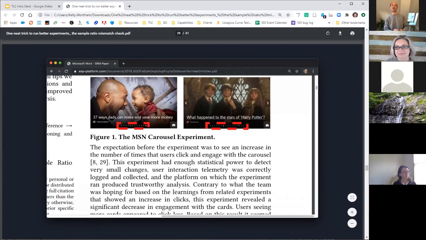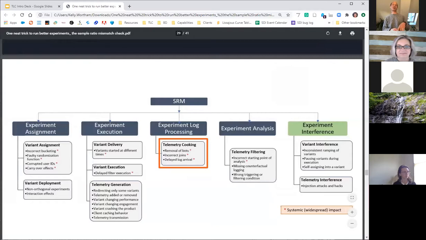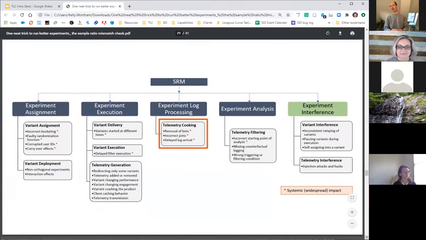Now, this is one example of a cause that could result in an SRM when looking at experiment results. On the next slide, I have our taxonomy that has 5 different categories of SRM causes in it. I've highlighted the middle cause, which is the experiment log processing, because that's where the removal of bots falls under, right? This is how we process the logs that come from an experiment. But going from left to right, SRMs can occur when experiment assignment doesn't work correctly.